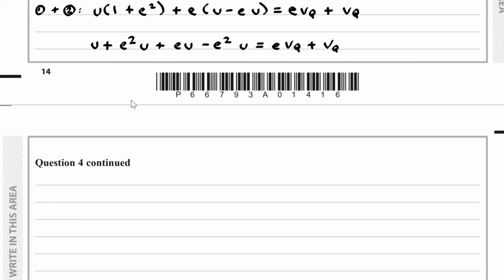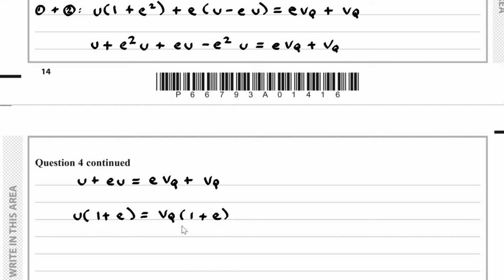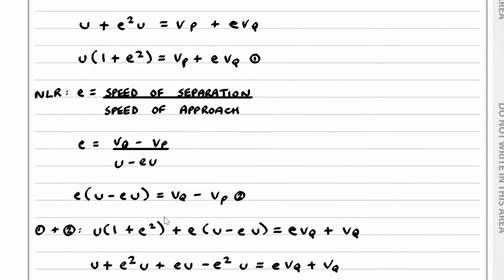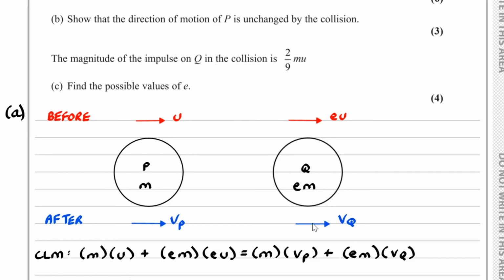With the e squared u's cancelling, we are left with u plus eu equaling evq plus vq. Now let's factorise on both sides. We've got u lots of 1 plus e equaling vq lots of 1 plus e, from which we can conclude vq is equal to u. In other words, vq has the same speed as p before.